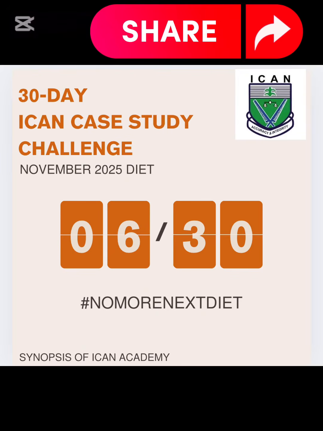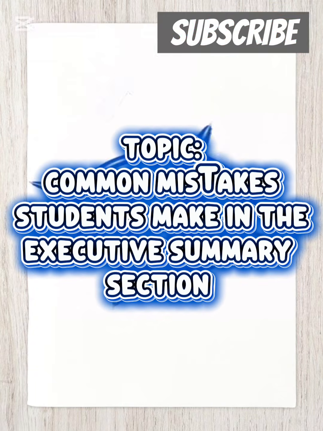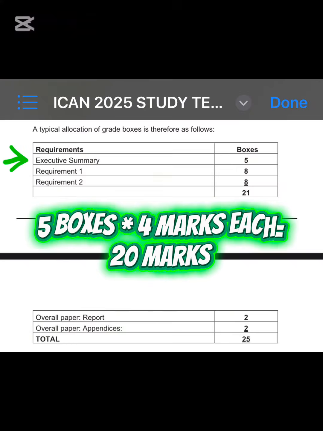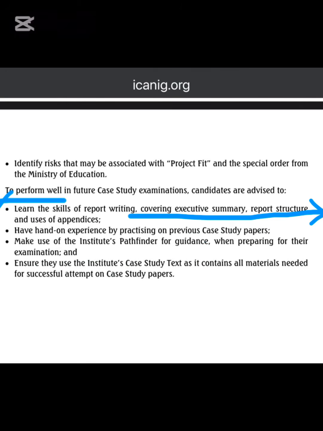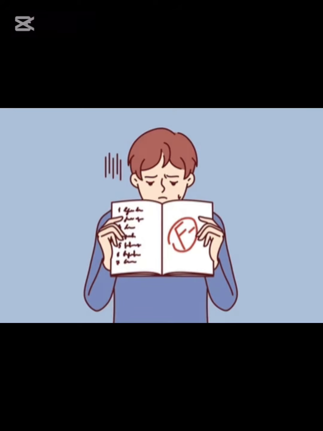All right, so today I'm going to be sharing common mistakes that students make in the executive summary section. Now, first of all, you have to know that the executive summary is 20 marks, 20 marks, and you definitely have to do it very well to succeed. It's a requirement. You have to get it right. And many times students actually make silly mistakes that could have been avoided, and this actually affects their overall score.